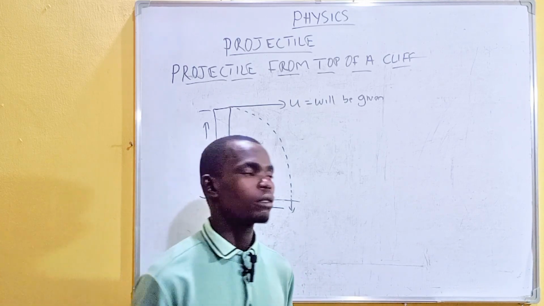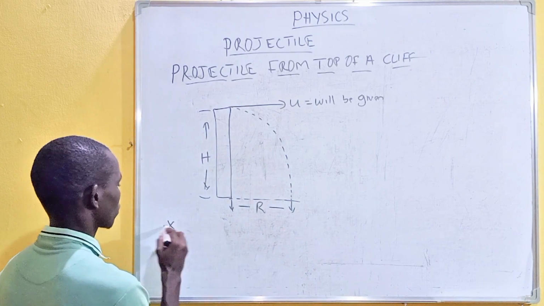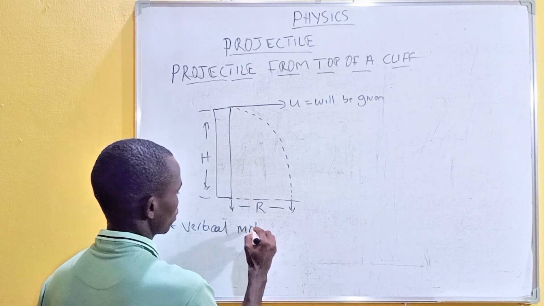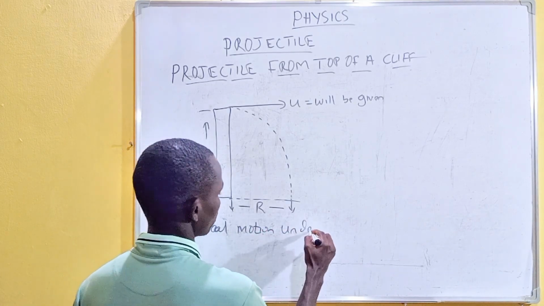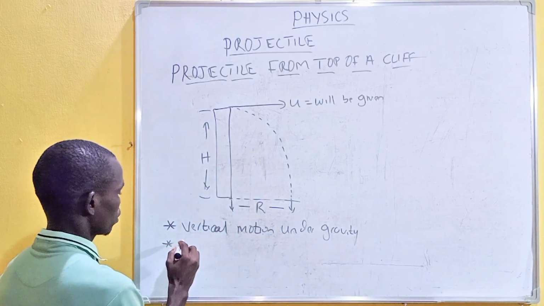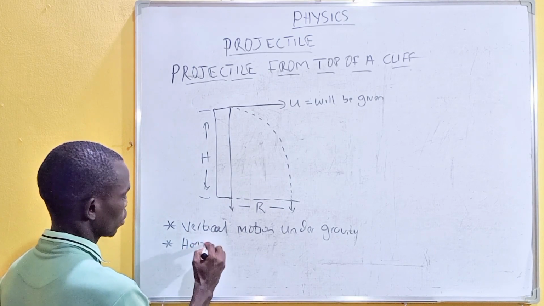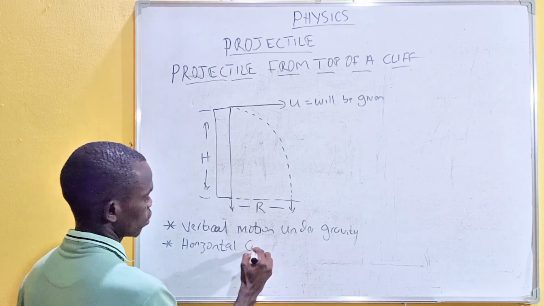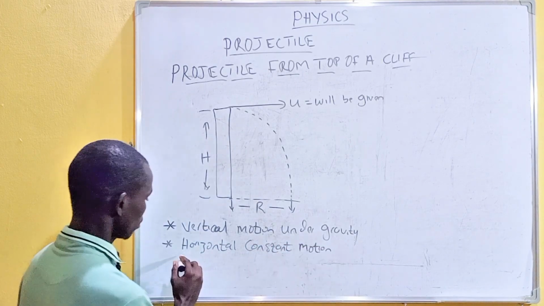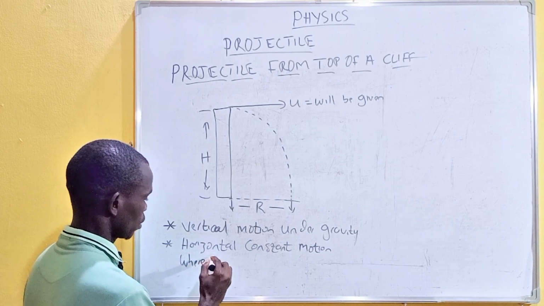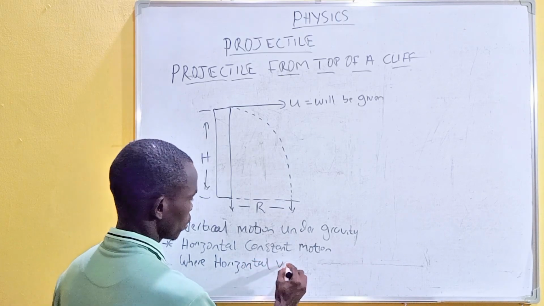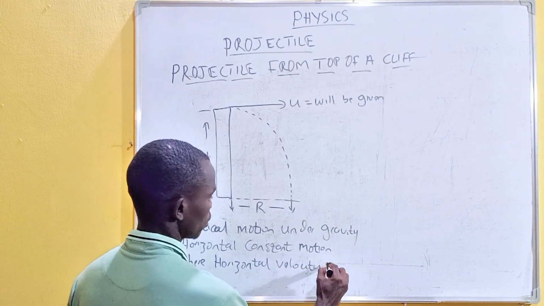From here, the flight or motion of the projectile involves two methods. We have the vertical motion under gravity. We have the horizontal constant motion, where horizontal velocity remains constant.